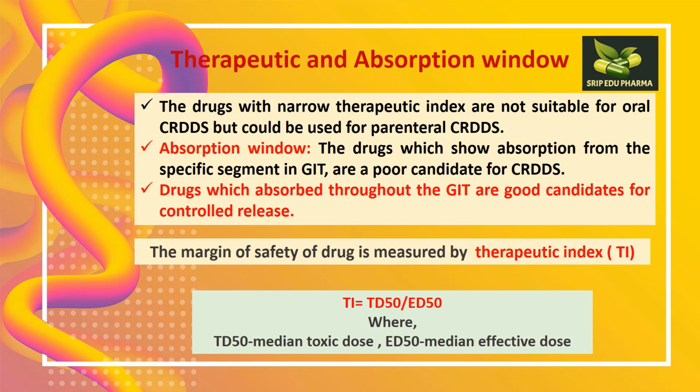And what is absorption window? When the drug shows absorption from a specific segment in the GIT, then that range is called the absorption window. If any drug shows specificity in this, then it is not a good candidate for controlled release. So we have to see that the drugs should be absorbed throughout the GIT, and only then will they be considered good candidates for controlled release.